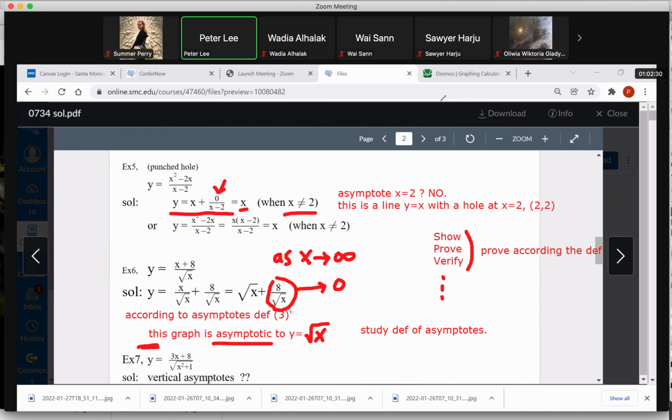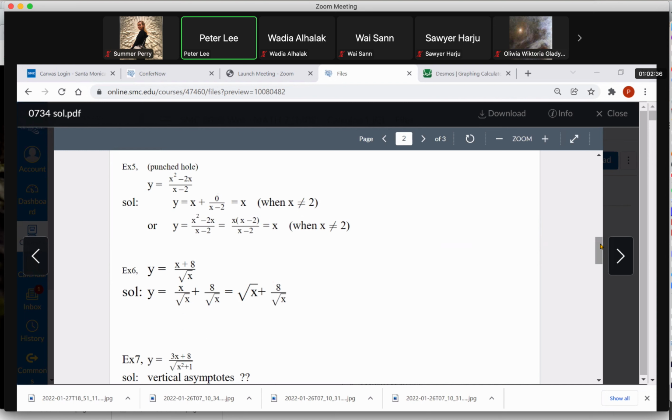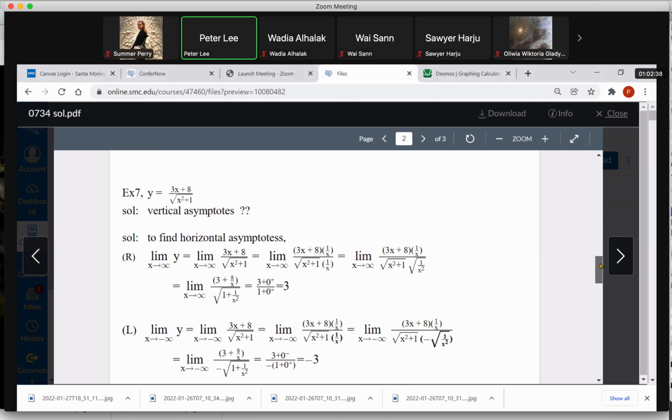Now, let's look at this here. Let me save and then clear. Now, let's see example 7. Example 7 is a little bit tricky. Example 7: y is equal to (3x plus 8) over the square root of x squared plus 1. Do you have a vertical asymptote? Does this have any vertical asymptotes?